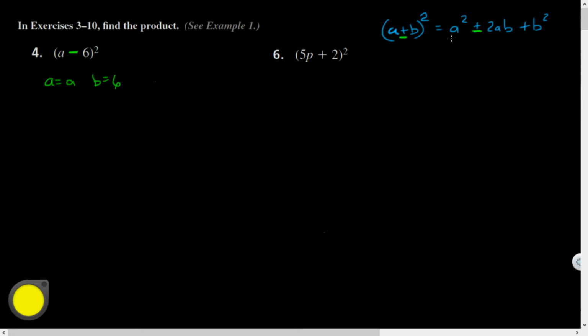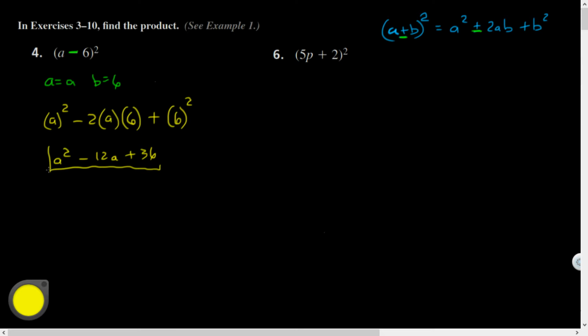So according to the pattern, this is going to equal a squared minus 2ab plus b squared. So plug in a for a, that was easy, minus 2 times a, times b, which is 6, plus b squared, which is 6 squared. And notice I'm being super cautious. I'm using parentheses even more than I need to, but it's a good idea to get into the habit of it so you don't forget it when they are necessary. So let's simplify: a squared, minus 2 times 6 is 12, with an a, and plus 6 squared is 36.